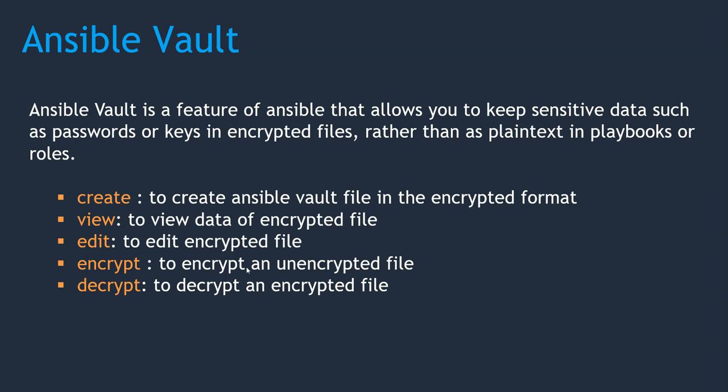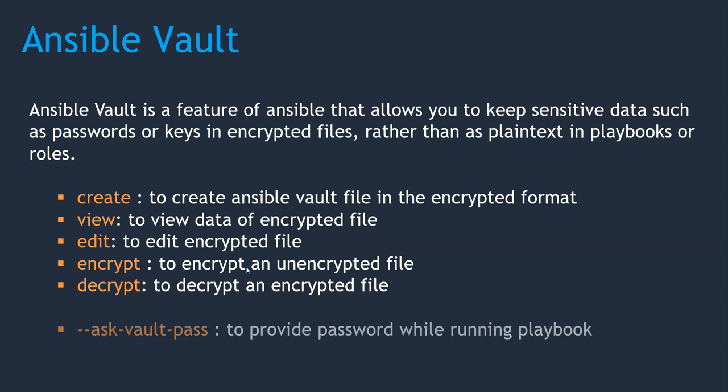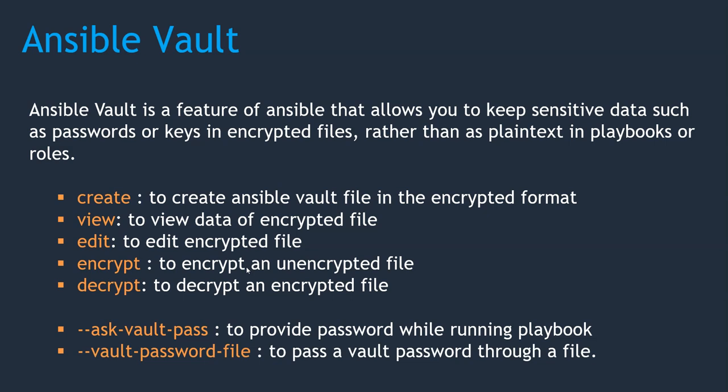Now, if we want to use this encrypted file while running our Ansible playbook, we need to pass the password. But it won't ask for the password directly. We need to use an option called --ask-vault-pass. Whenever we provide this option, it will prompt for the password. If we provide that password, it takes the password and decrypts the file. And we have one more option, that is --vault-password-file. This will be helpful for us to pass the password through a file. We are going to see these two options.